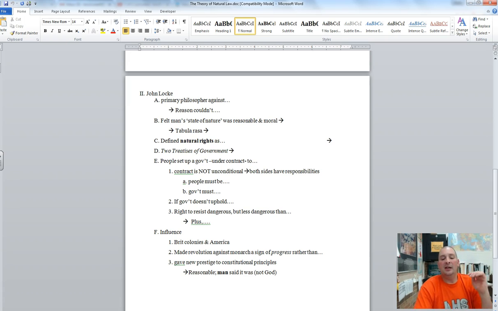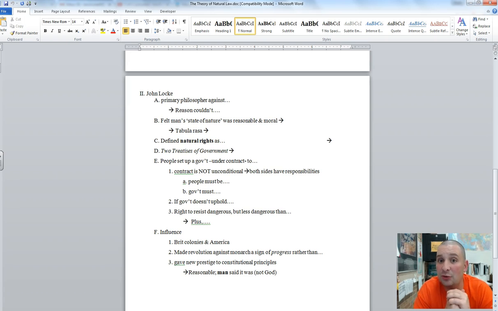Now, Locke's major work is the Two Treatises of Government. That is his major work. But a lot of his ideas are found in a lot of different places, so I don't want you to think it's just in the Two Treatises of Government. Essentially, what he describes over a lifetime of work is that people set up a government under contract to enforce the natural rights of everybody.